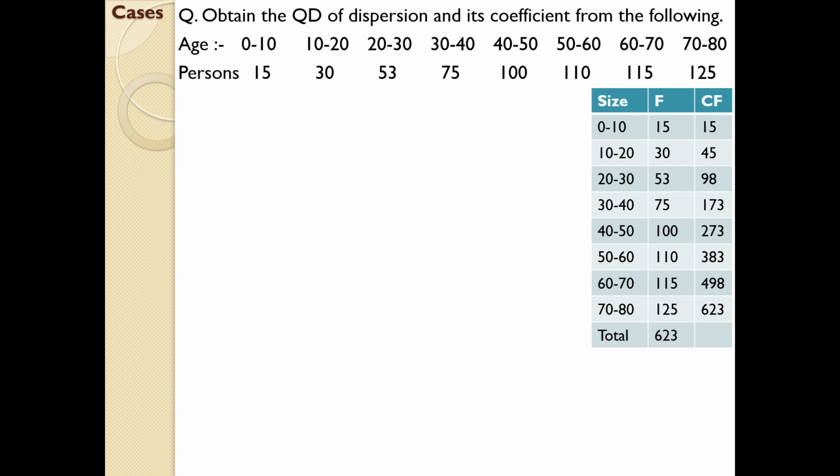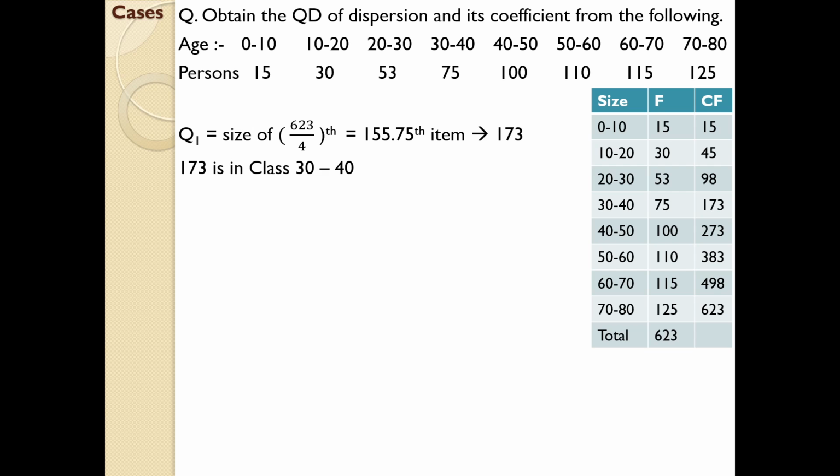Next, you need to find Q1. Q1 means n by 4, n means 623 divided by 4. You will get 155.75. Remember, this is not the value. You have to go through the cumulative frequency and find the point where 155.75 can be included. So you see that 173 is the number that covers 155.75. So 173 is in the class of 30 to 40. So now we have the class for Q1, that is 30 to 40.